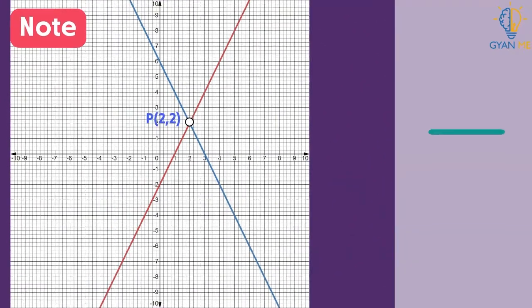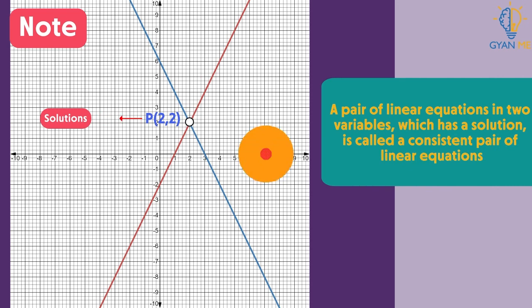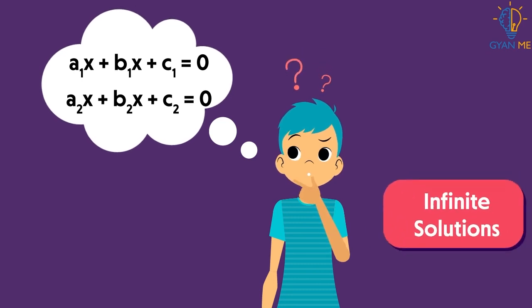Note that a pair of linear equations in two variables which has a solution is called a consistent pair of linear equations. But students, is it possible that a pair of equations have infinite solutions? We will see in our next video.